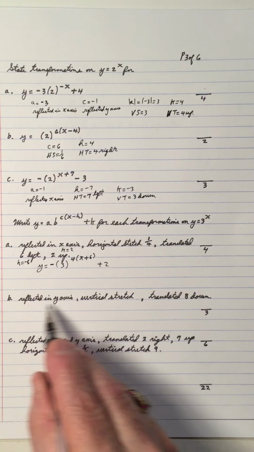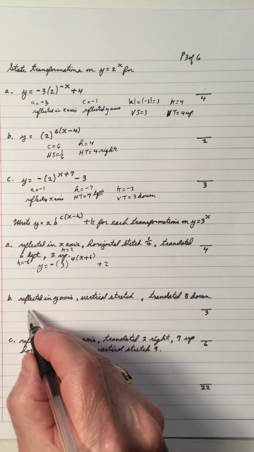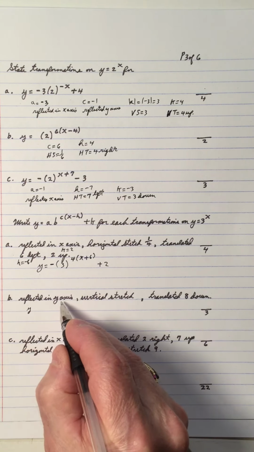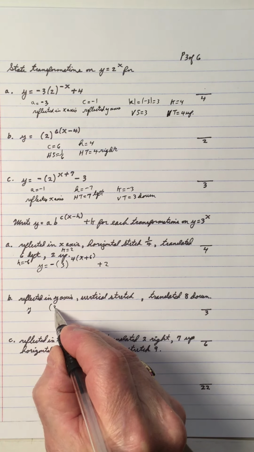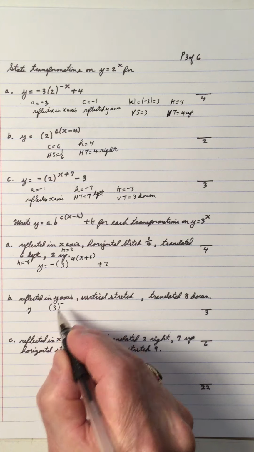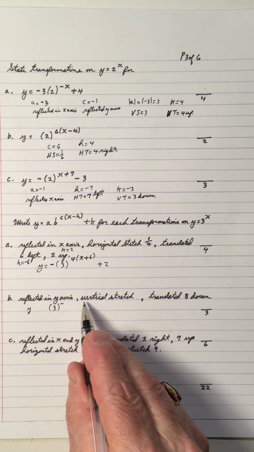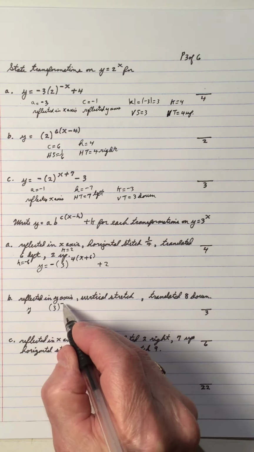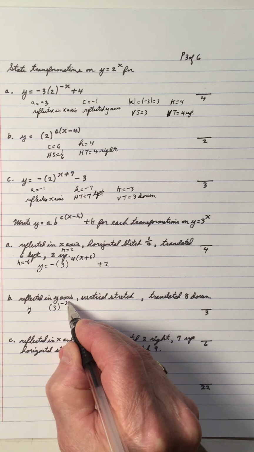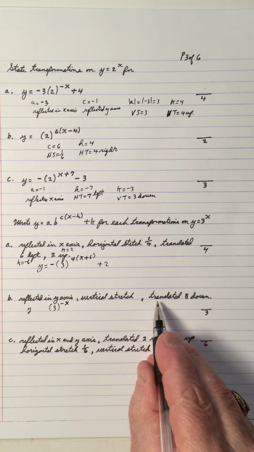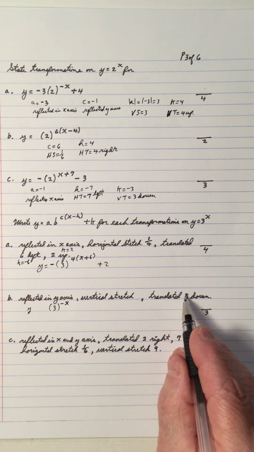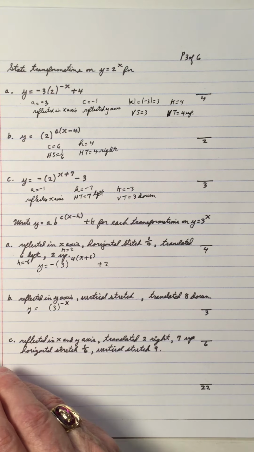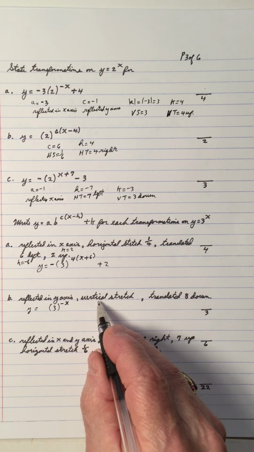Now, number 2, reflected in the y-axis. So if we reflect in the y-axis, that makes the x negative. So the base is 3, and we have a negative with the x, but we have no horizontal stretch, so the x is by itself with a 1. We have no horizontal translation. Don't go left or right. But we do have a vertical stretch.